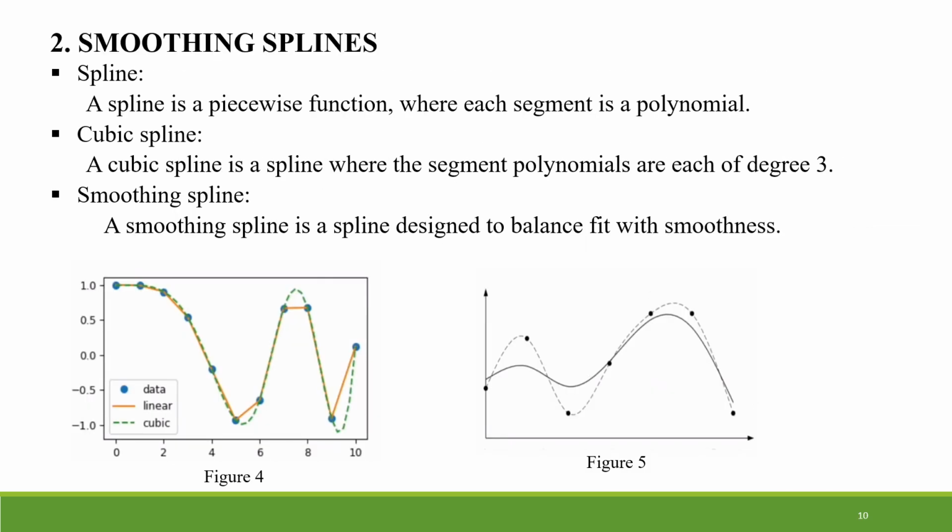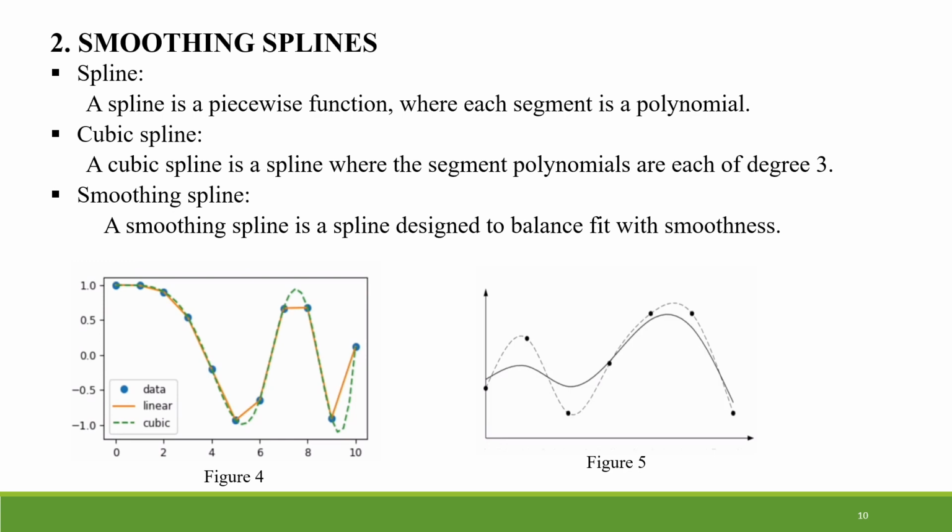Next method is smoothing splines. Firstly, we can go through some definitions. A spline is a piecewise function where each segment is a polynomial. In figure 4, the orange line indicates a linear spline. A cubic spline is a spline where the segment polynomials are each of degree 3. In figure 4, the green dotted line indicates a cubic spline.